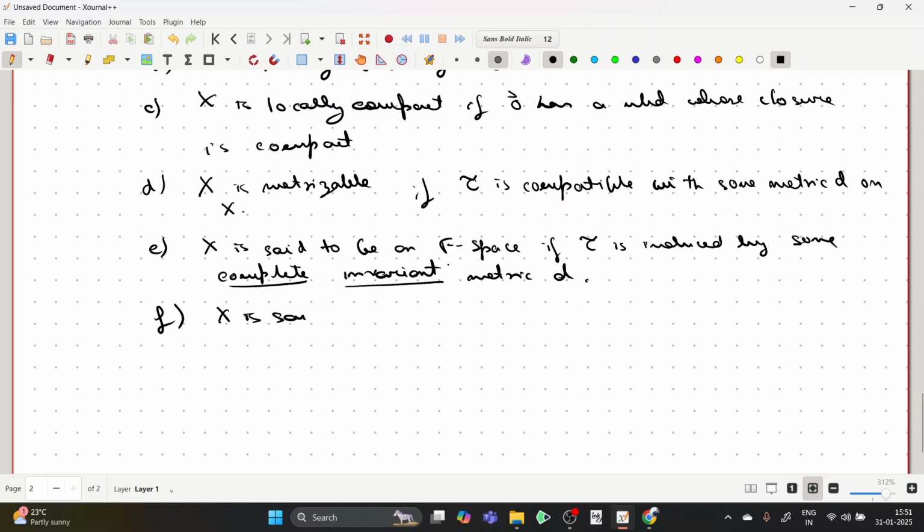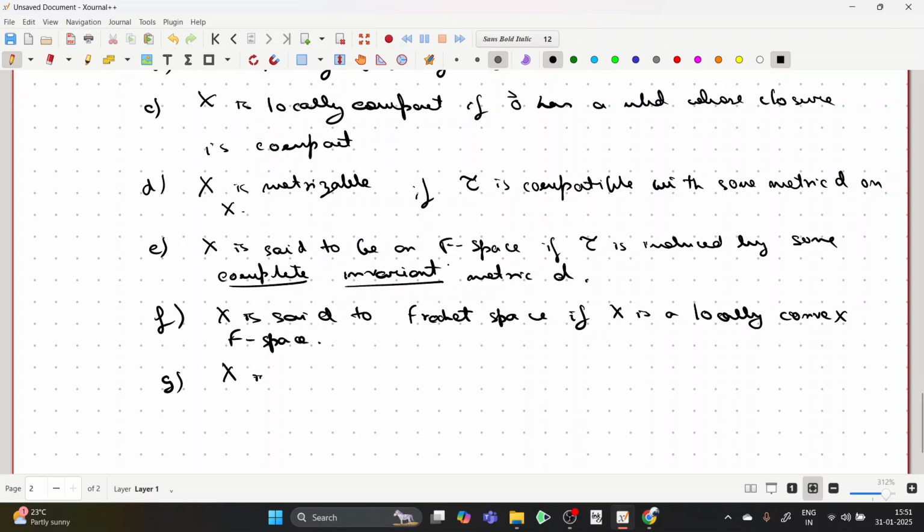X is said to be a Fréchet space if X is locally convex. Recall what we had defined local convexity to be: a space is locally convex if there exists a local base whose members are convex. So X is said to be a Fréchet space if X is a locally convex F space. Now these are getting complicated, but with due time we'll get hold of each of these notions.